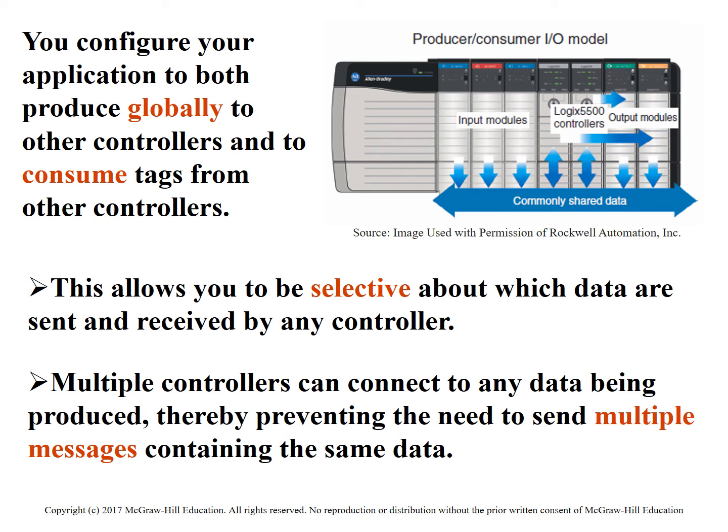So you can configure your applications for both global and other controllers to consume, so you can set it up so you can talk to it. You've got to set up the configurations and whatnot. We're not going to get too much involved with that, but I'll at least show you the process of creating consumed and produced tags. But here you have to get into more of the networking aspect of things.